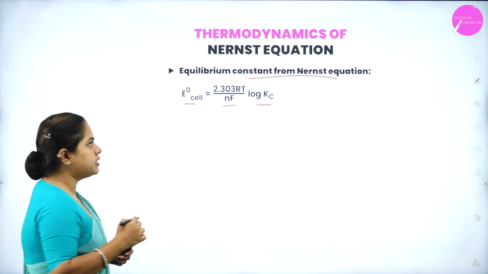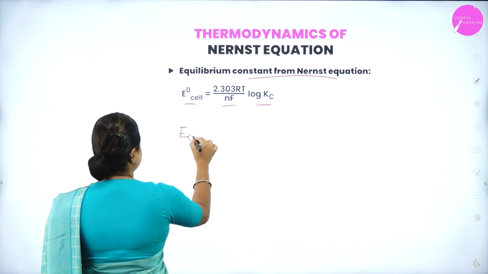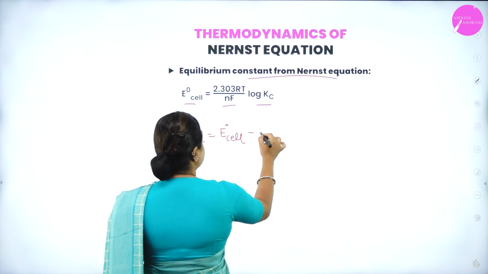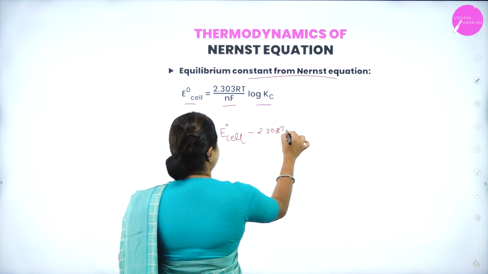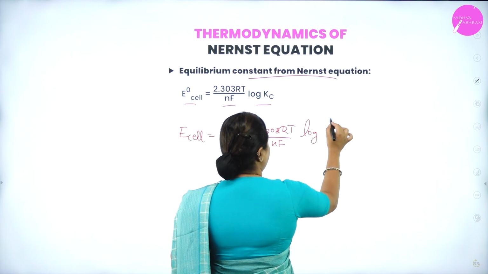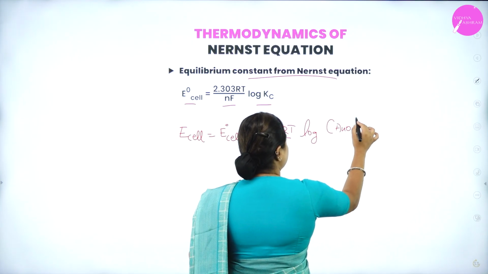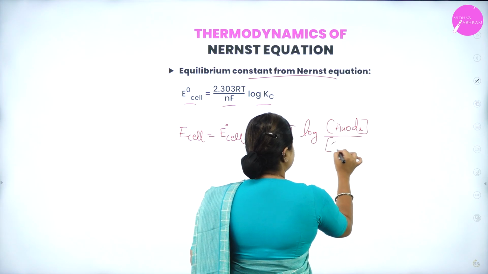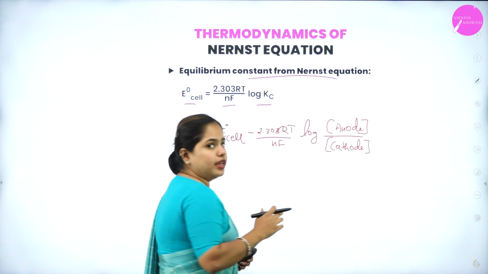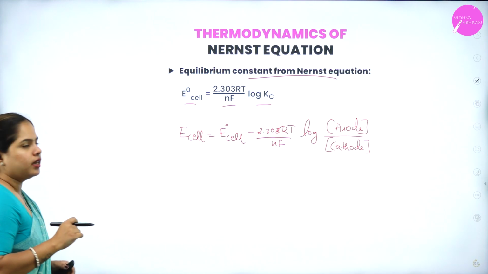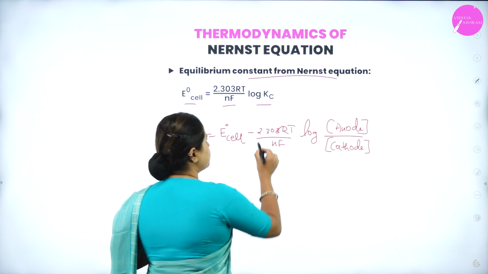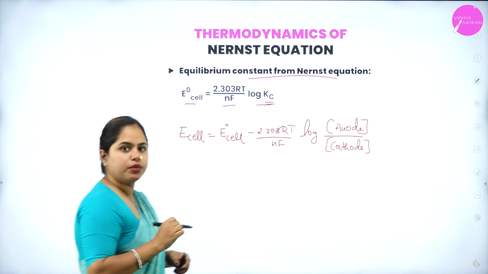We have already studied one equation: E cell is equal to E naught cell minus 2.303 RT by nF log of anode by cathode. This is one equation that we have studied on the Nernst equation. Now we are going to write the Nernst equation in terms of Kc, that is, the equilibrium constant.